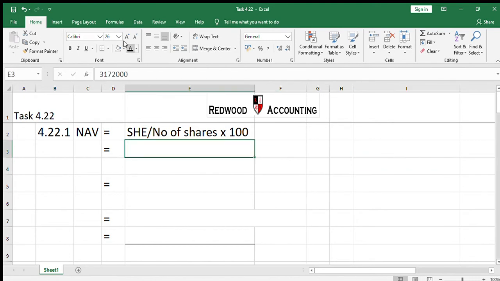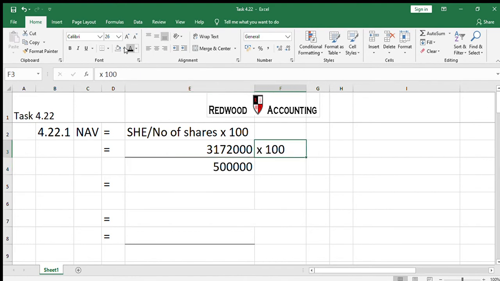It's 3,172,000. The number of shares in issue is also given to us, 500,000, and you're going to multiply your answer by 100. You can just calculate 3,172,000 divided by 500,000, which will give you 634.4 cents. So there we go. We have calculated the net asset value.